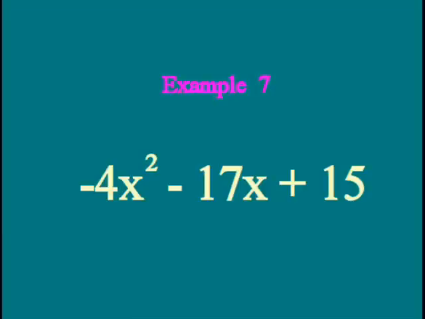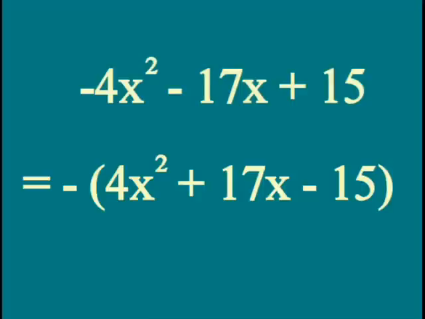Example 7 is negative 4x squared minus 17x plus 15. I don't like the negative sign sitting in front of the 4. So the first thing I'm going to do is factor out a negative 1 and work with the quadratic positive 4x squared plus 17x minus 15.